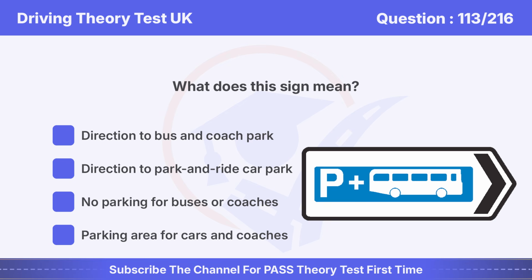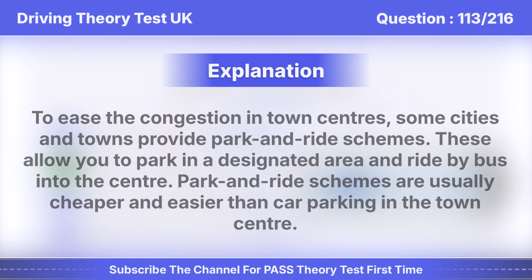Question 113. What does this sign mean? Answer is B. Direction to park and ride car park. To ease the congestion in town centres, some cities and towns provide park and ride schemes. These allow you to park in a designated area and ride by bus into the centre. Park and ride schemes are usually cheaper and easier than car parking in the town centre.